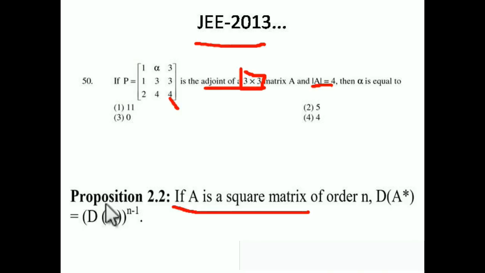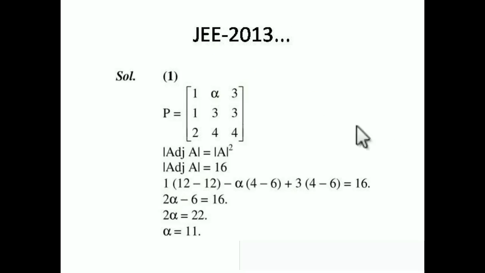Now determinant of A is given, that is 4, so this value is 4. n is the matrix order, that is the number of rows and number of columns, both are the same here, so n is 3 here. So we have the formula, that is mode of adjoint of A is equal to mode A whole square. Okay, so let's solve this. We have P here, we have adjoint of A, and we have the formula: mode of adjoint of A is equal to mode A whole square, because n is 3, so 3 minus 1 is 2. So mode of adjoint of A is equal to 4 square, that is 16.